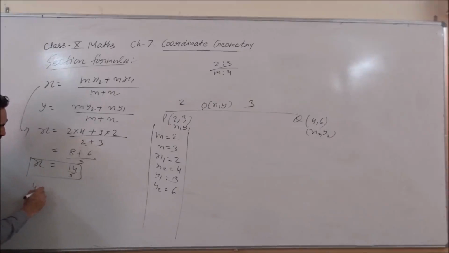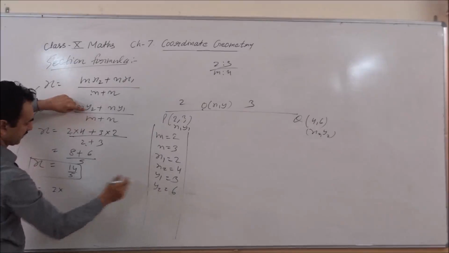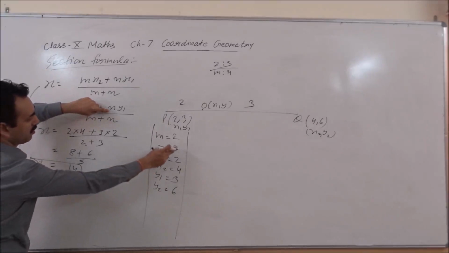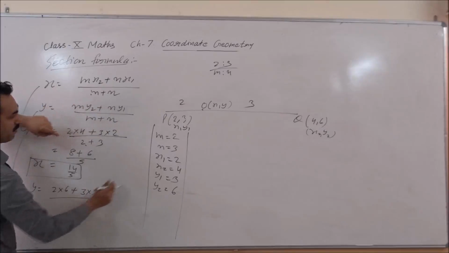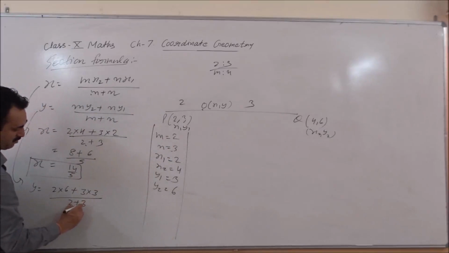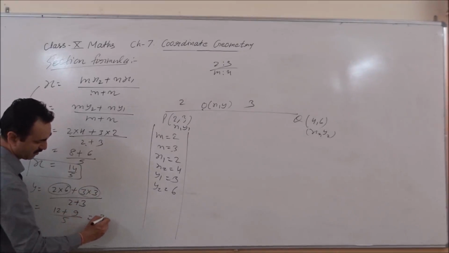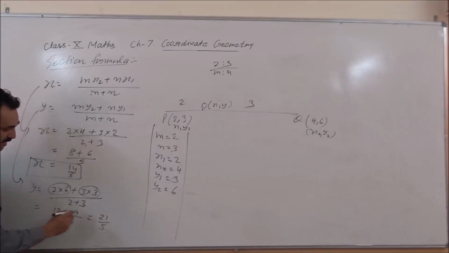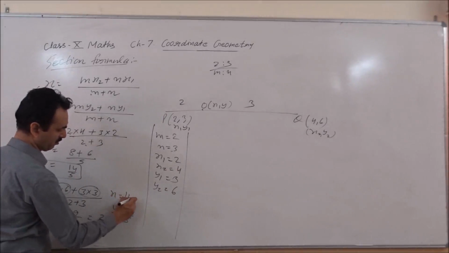Now we will find y. For y we will follow this formula. m again 2, y2 6, n 3, y1 3, upon m plus n, 2 plus 3. I think you understand. 2 6s are 12, plus 3 2s are 6, wait, 12 plus 9 upon 2 plus 3, 5, and 12 plus 9 is 21 upon 5. So y is 21 upon 5 and x is 14 upon 5.